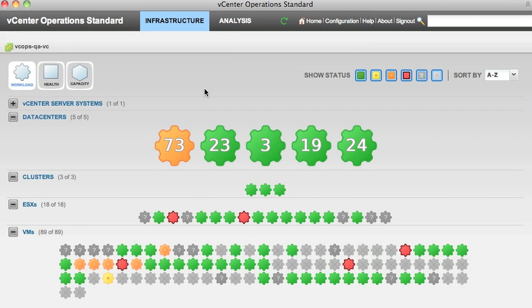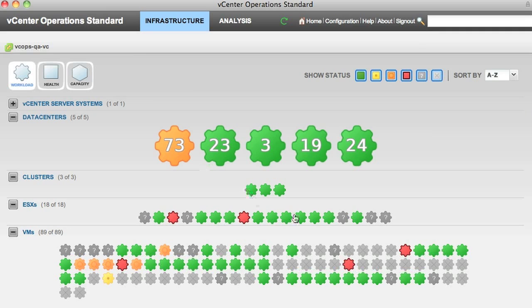So going back to workload, what this view does is again give you a high-level overview of how your data center is performing using three simple metrics, so you can understand different aspects of each object. Now, this view is not just for navigation, but it also enables you to do the first level of troubleshooting.